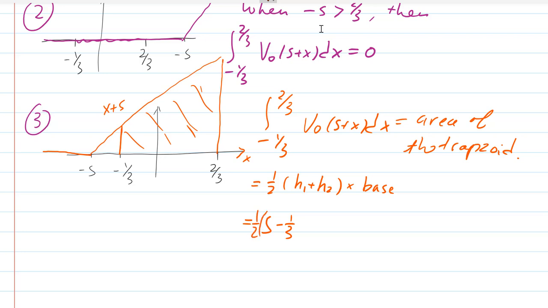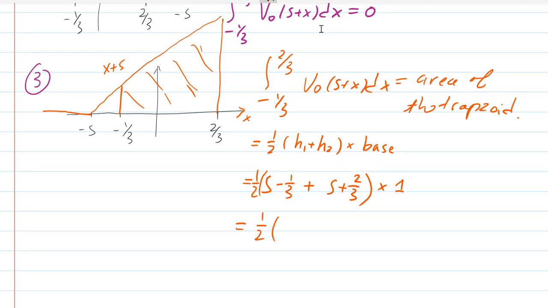And then plus value at this other point is going to be s plus 2/3. Okay, and then multiplied by base. Base is exactly 1, so that's the area. And then we end up with over here 1/2 and 2s plus 1/3, and that gives us s plus 1/6. And this is the case when negative s is less than negative 1/3. That means s is greater than 1/3.